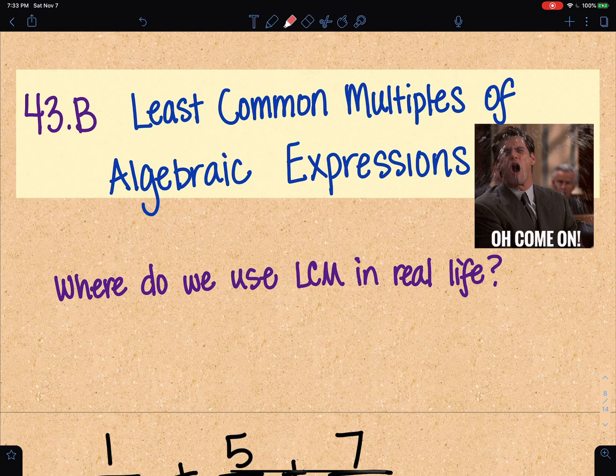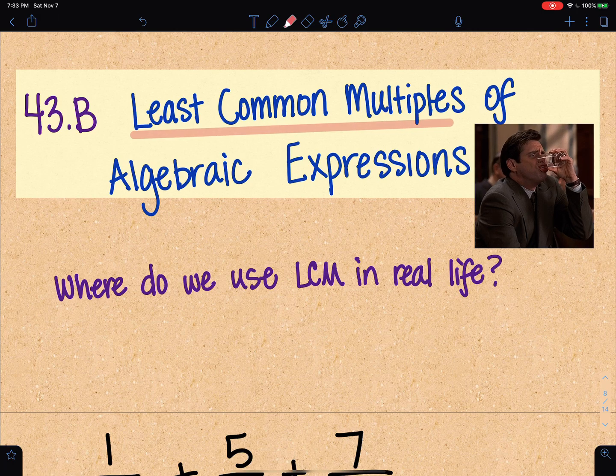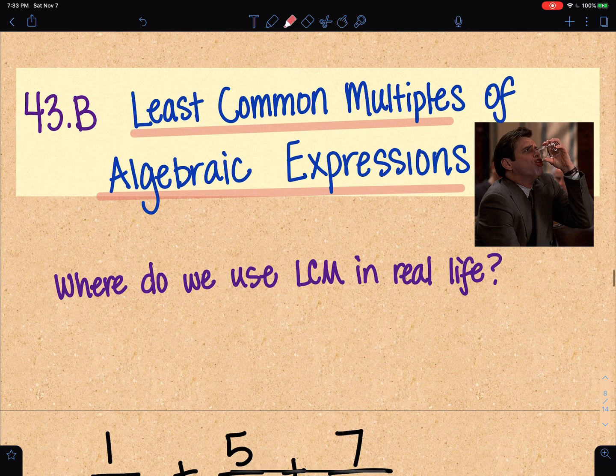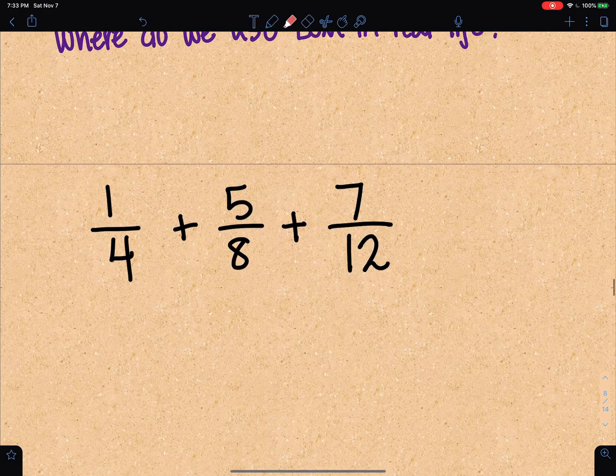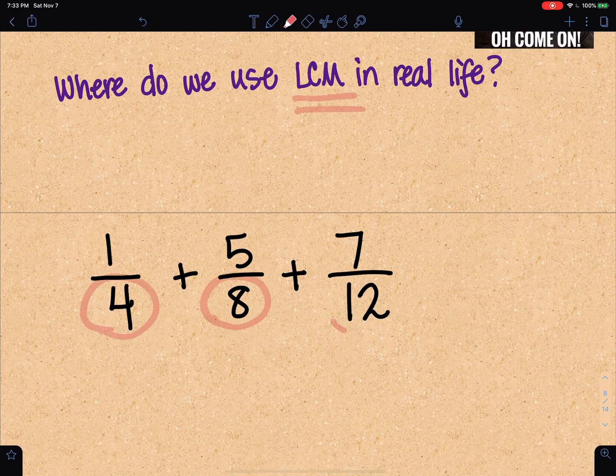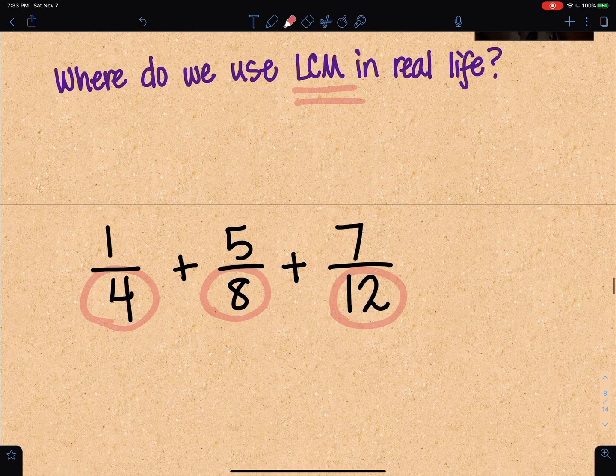Alrighty. Now, believe it or not, there's another concept in this lesson. As if you haven't had enough, we're going to be talking about least common multiples of algebraic expressions. So now, not only are there going to be numbers, there's going to be letters in these. This is super fun. So, first of all, let's say you're supposed to add these fractions together. This is an example of when you would use the least common multiple in real life. You can't just add fractions like this without getting a common denominator. But in order to get a common denominator, you have to figure out the LCM of 4, of 8, and of 12. Then you know how to add these fractions.